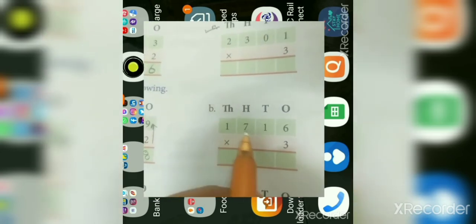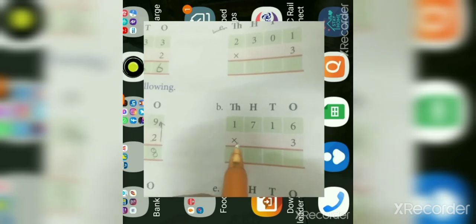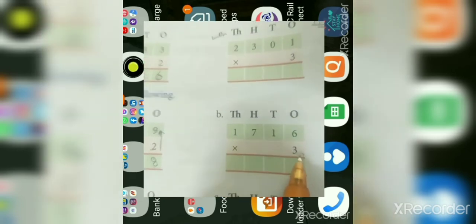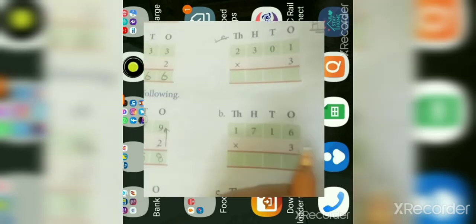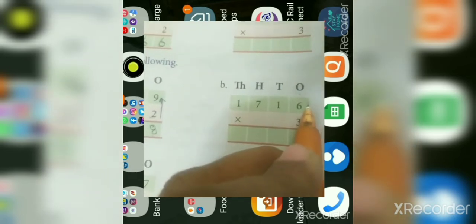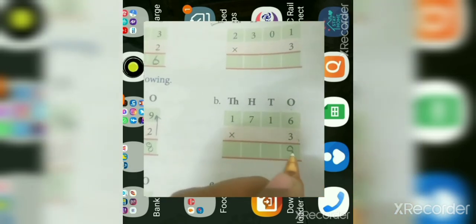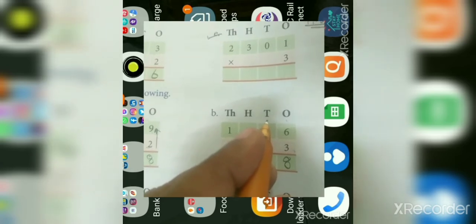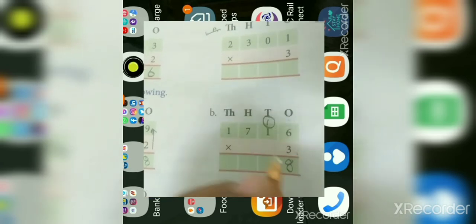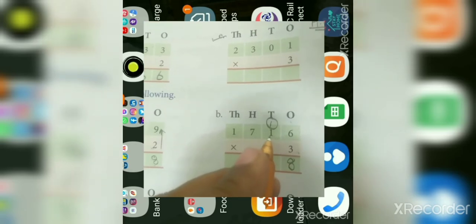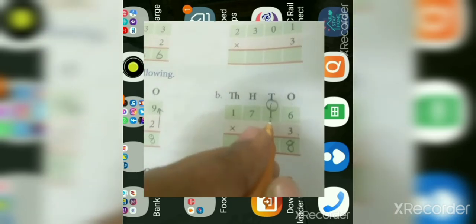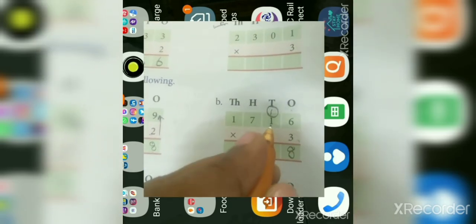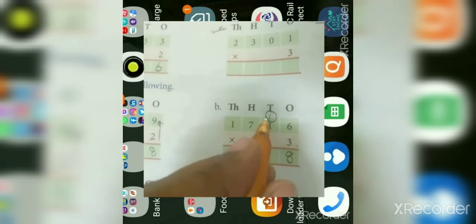1716 into 3. So we will start from the ones place. 6 threes are 18. So 8 we will write in the ones place. 1 we will carry to the next place, the tens place. Now we will multiply the number in the tens place. Tens place, what is there? 1 is there. So 3 ones are 3. 3 plus 1 is 4.